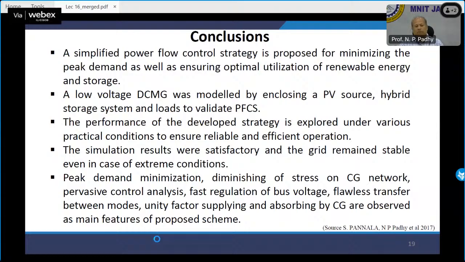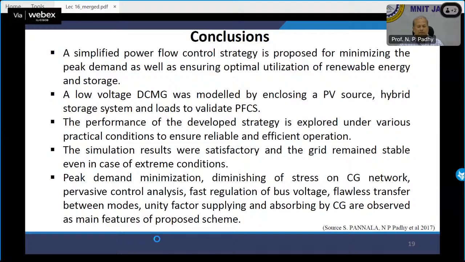A simplified power flow control strategy is proposed for minimizing the peak demand as well as ensuring optimal utilization of renewable energy and storage. A low voltage DC microgrid was modeled by enclosing a PV source, hybrid storage system, and loads to validate the PFCS. The performance of the developed strategy is explored under various practical conditions to ensure reliable and efficient operations. The simulation results were satisfactory and the grid remained stable even in extreme conditions.